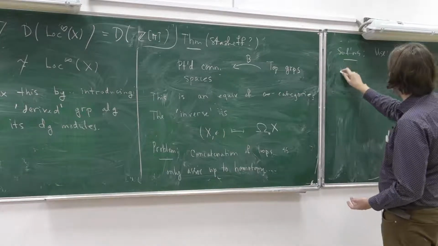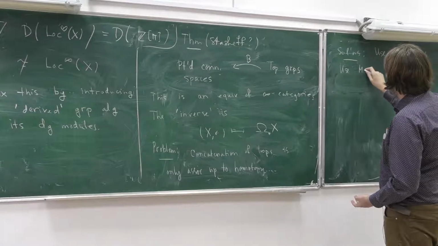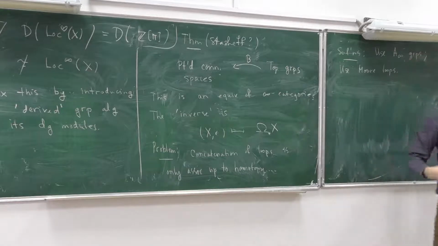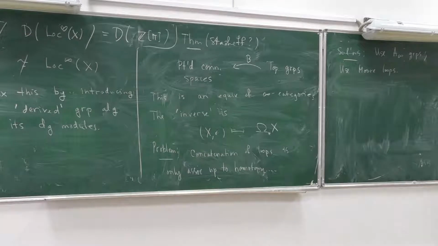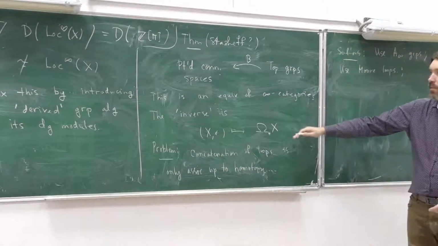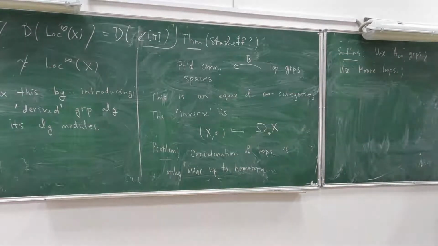Another is use Moore loops. So these are some kind of parameterized loops. It'll give the same homotopy type, but it'll give a strictly associative multiplication. And a third way to do it is to use the Kan loop group. So replace pointed connected spaces with pointed simplicial sets. Replace topological groups with simplicial groups, and then you can make this more rigid. So you can write the functors down in both directions and show that there's an equivalence. So you can use the Kan loop group.